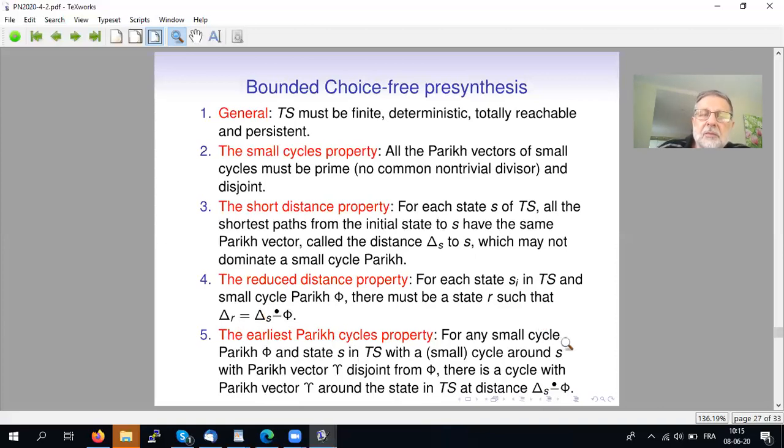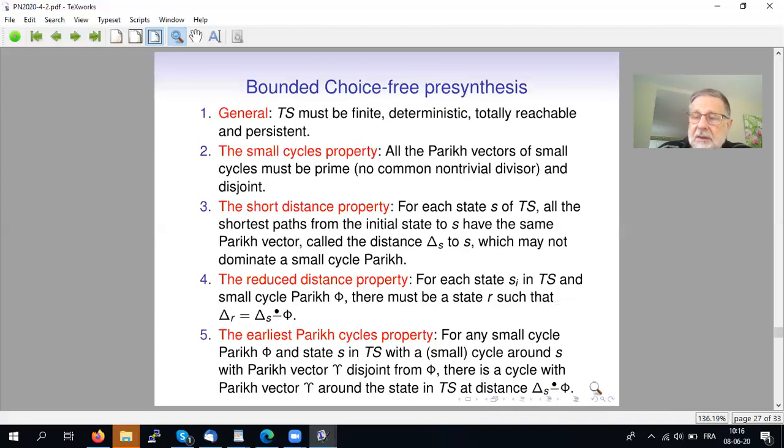And the earliest parikh cycle property says that for any small cycle parikh vector phi, any state S in the transition system and any small cycle around S with parikh vector epsilon disjoint from phi, then there is a cycle with parikh vector epsilon around the state R, which was obtained here, with distance delta S reduced by phi.